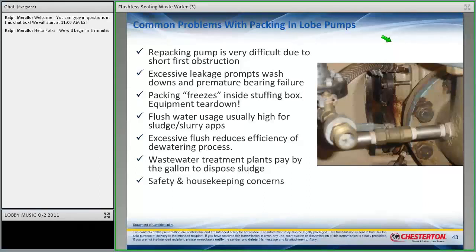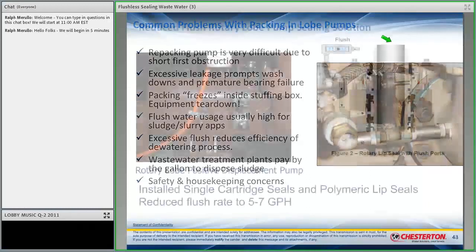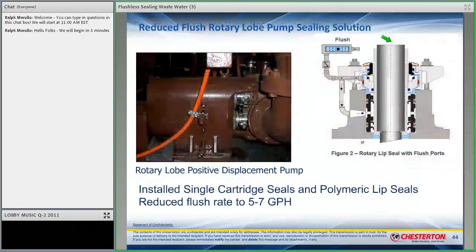So that's an issue. Obviously, it affects the efficiency of the process, and they pay by the gallon to dispose of the sludge. This particular plant did, and obviously safety and housekeeping. So those are some of the challenges. So they were looking for a better way to do it. So what they did was they worked with a manufacturer and mounted a mechanical seal here, and inboard of the seal they mounted a polymeric seal, right?